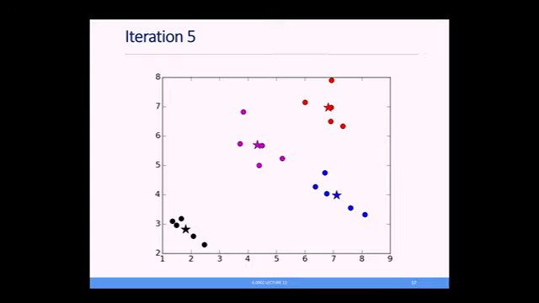Move 2 more, recompute centroids, and we're done. So here we've converged, and I think it was 5 iterations, and nothing will move again. All right? Does that make sense to everybody? So it's pretty simple.